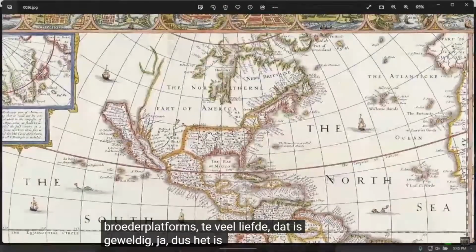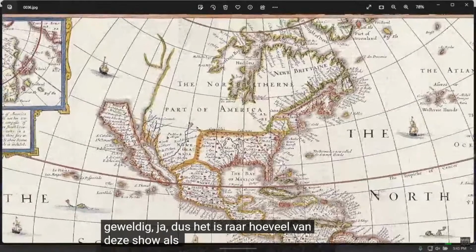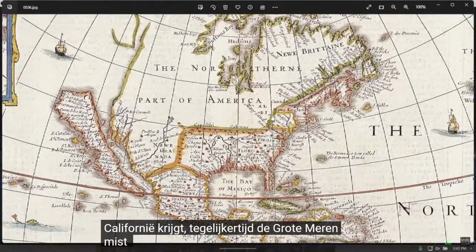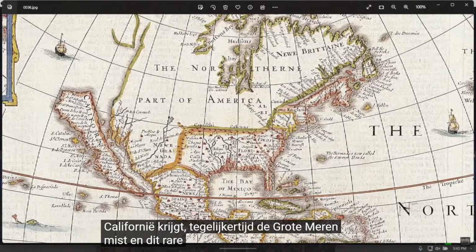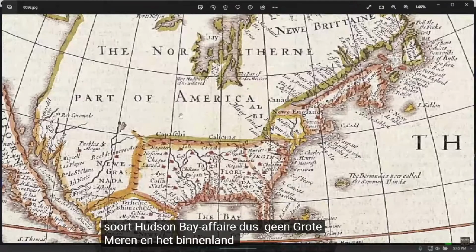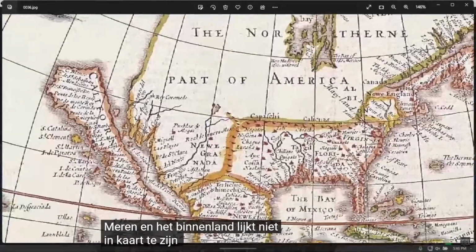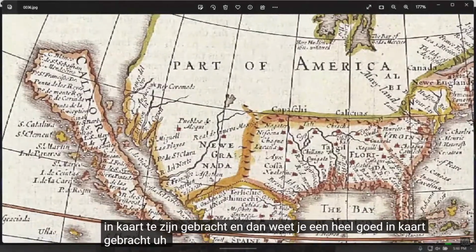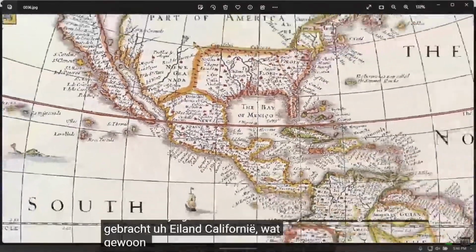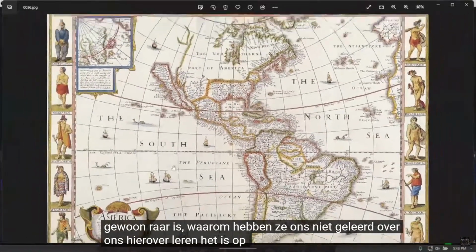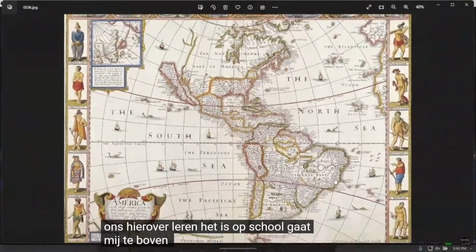Yeah, isn't it weird how many of these maps show the island of California, while the Great Lakes are missing at the same time, and there's this weird sort of Hudson Bay affair. So no Great Lakes, the interior seems to be unmapped, and then a really well mapped island California, which is just weird. Why didn't they teach us about this in school? Is beyond me.